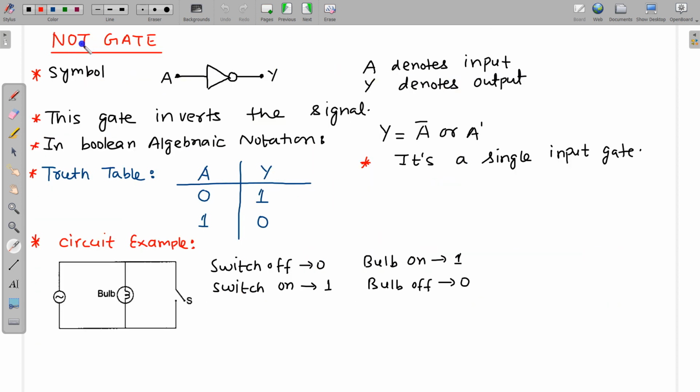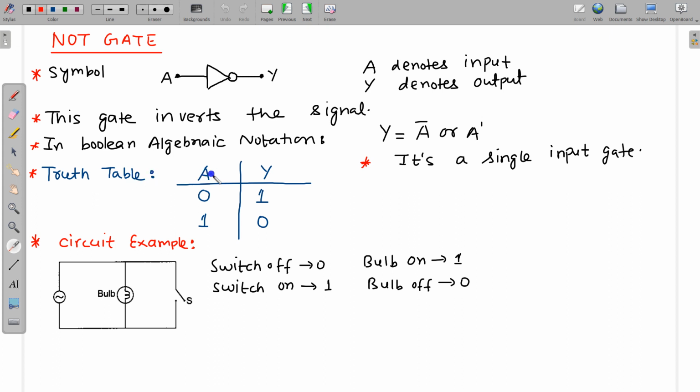Now let us take the NOT gate. In a circuit we show this by this kind of symbol. A is the input and Y is the output signal. What does this do? This gate inverts the signal, it just reverses the signal. In Boolean algebraic notation, we represent this as Y equals A bar, or A prime.